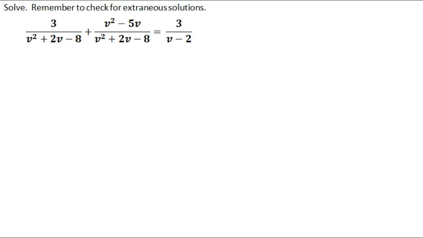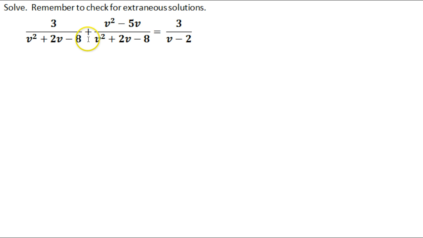We're working with solving rational equations here. We're trying to find out what the value of v is in this case. The very first thing that we need to worry about is trying to find the lowest common denominator. On these two I have two quadratic expressions. This one I just have a binomial.